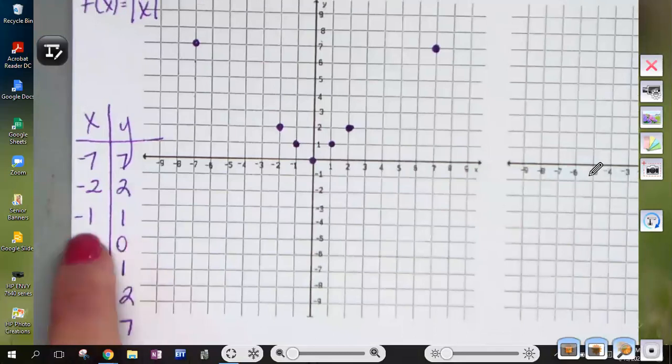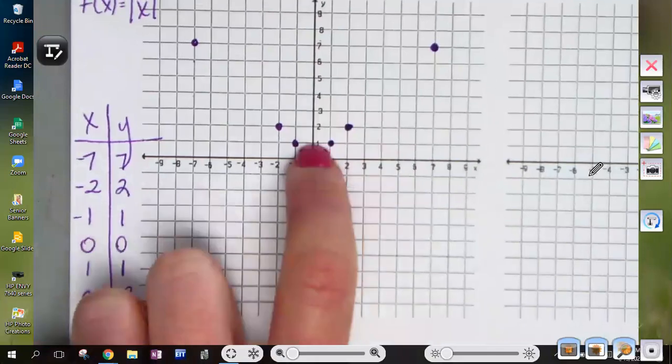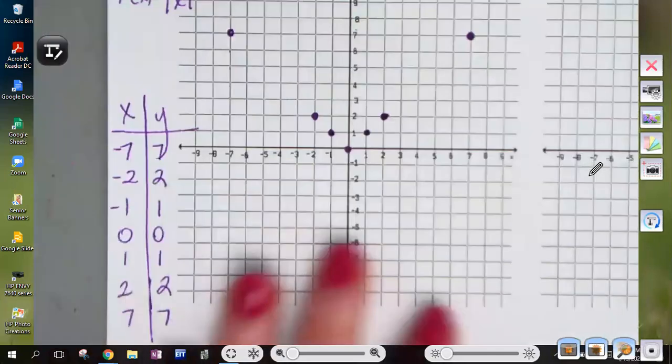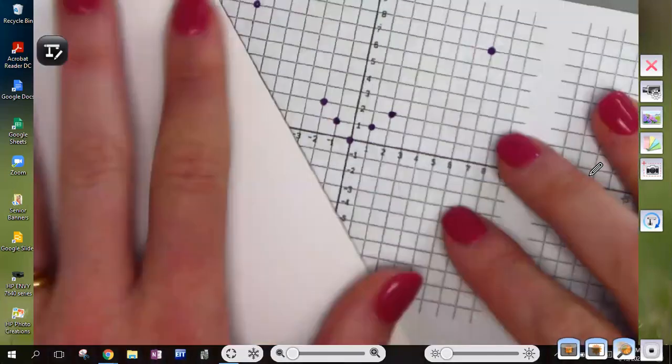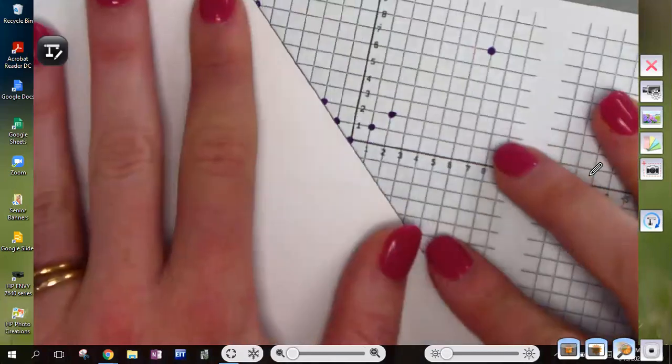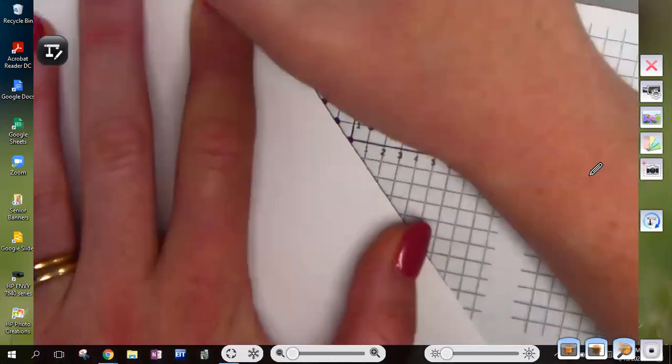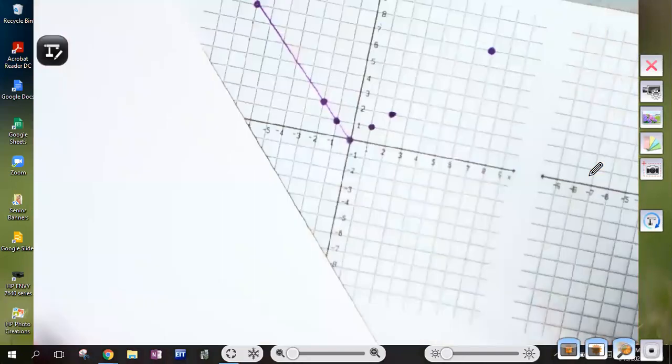Do you have this in your table? Yeah, then you've got to plot it. Where did you plot it? All right, so then you're going to take all those points and we're just going to connect them. But make it a V. Don't keep your line going past it.